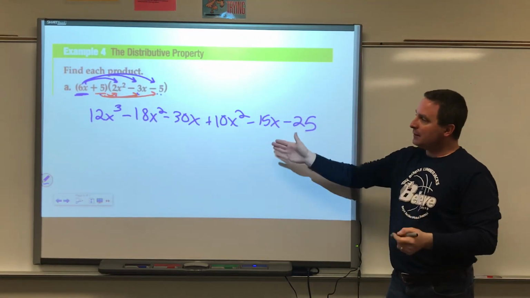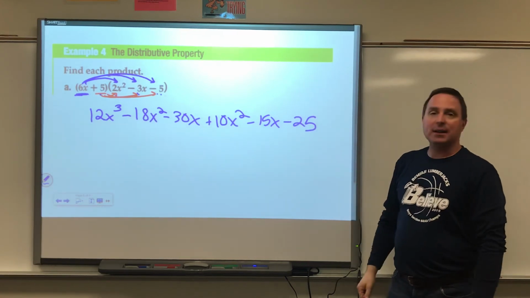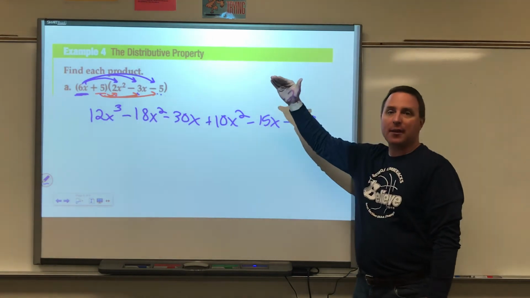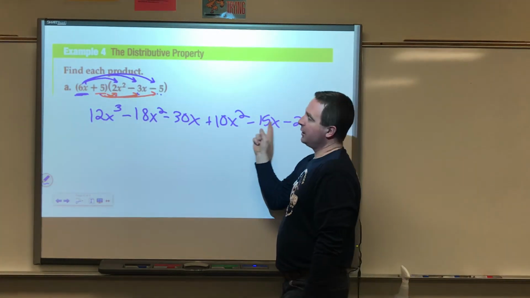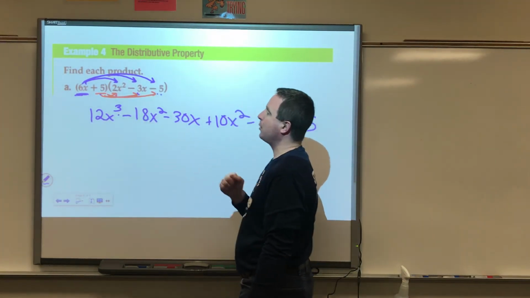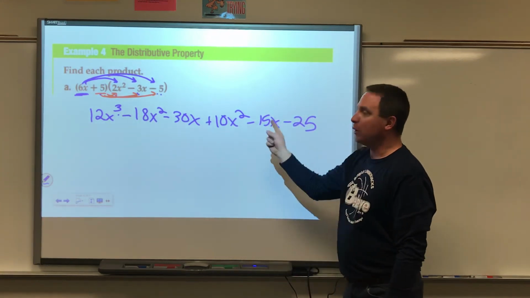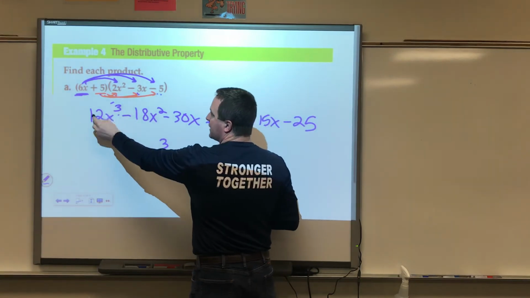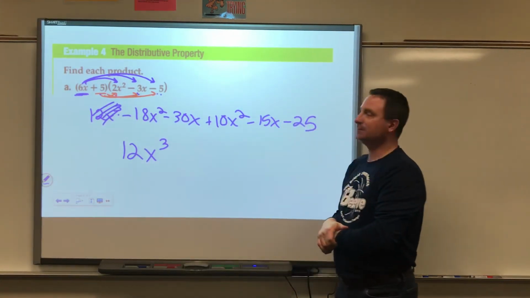Okay, and as far as the order, what order do we write these things in? We always like to write the biggest exponent first. I think we call it standard form. So I look at all my exponents and I see the biggest exponent I see is the third. And it's the only third power, so that's going to be my first term, 12x cubed. And what some people like to do is cross it off when you're done.